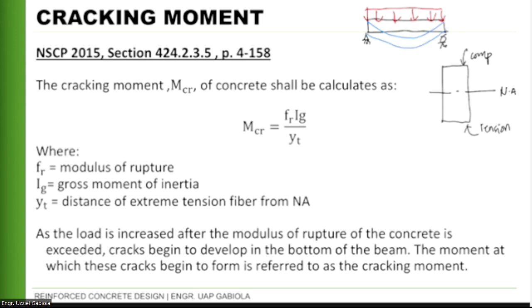Our beam tends to compress on the upper side, that's why it's in compression, and on our lower part, it tends to elongate, or is in tension. So our neutral axis is the location where this change in length does not exist. That is why it is located here.